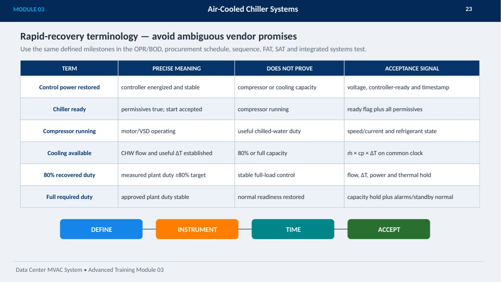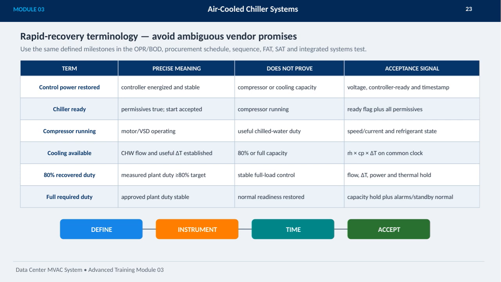For example, when we say control power restored, it means the controller is energized and stable, but it does not prove compressor or cooling capacity. The acceptance signal in this case is voltage presence, controller ready status, and a timestamp. Similarly, chiller ready indicates that permissives are true and the start has been accepted, but again, it does not confirm the compressor is running until we observe the motor or variable speed drive operating.